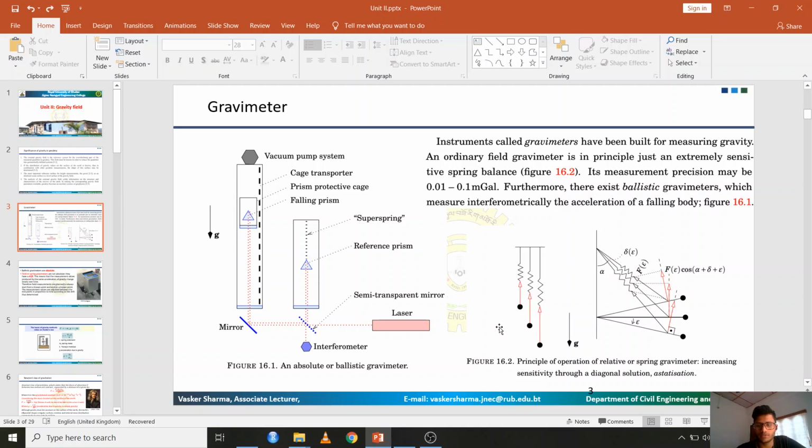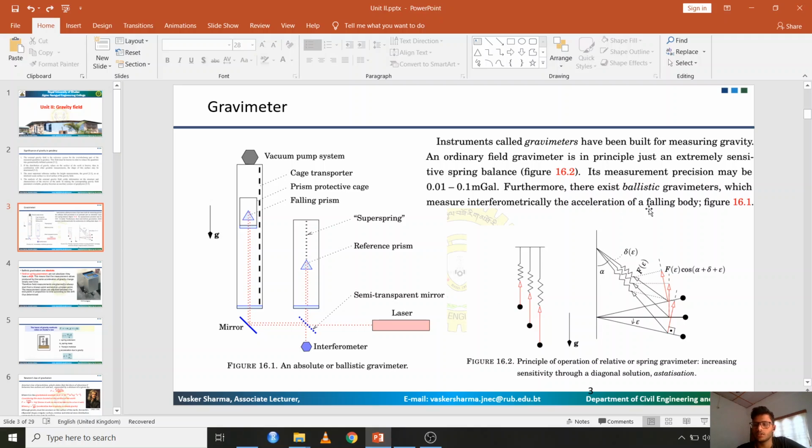Some of the instruments are devised in such a way that they are hanging in a vertical way. So this is how it looks if it is vertical. Once the deformation takes place, we can measure the gravity. We'll see in the subsequent slides how we take into consideration the other deformations.